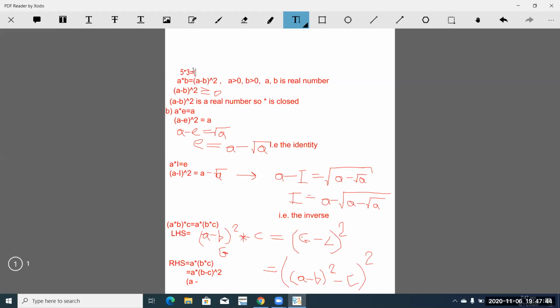It'd be 5 minus 3 all squared. Very good. 5 minus 3 all square. Now what if I ask you what is 5 star 3AXY? It would be 5 minus 3AXY all squared. Very good. 5 minus 3AXY all square. Nice.